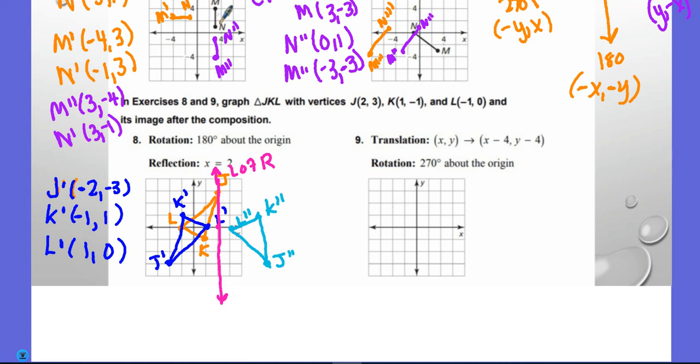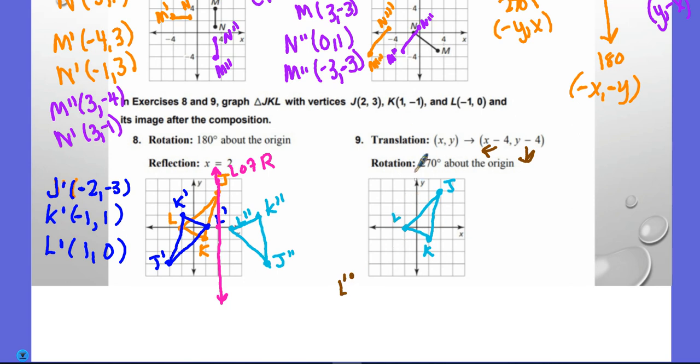Alright, let's go and do the next one, where I'm going to plot the pre-image first. So 1, 2, 1, 2, 3. 1, -1. So this is J, this is K, and then this is -1, 0, L. Alright, and then I'm going to go down 4, down 4. We'll go to the left 4 and down 4. So 1, 2, 1, 2, 3, 4. 1, 2, 3, 4. So that puts my L prime right here.